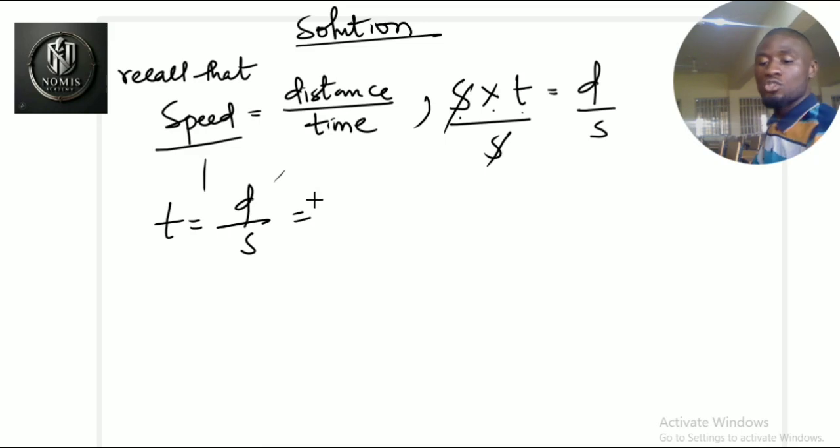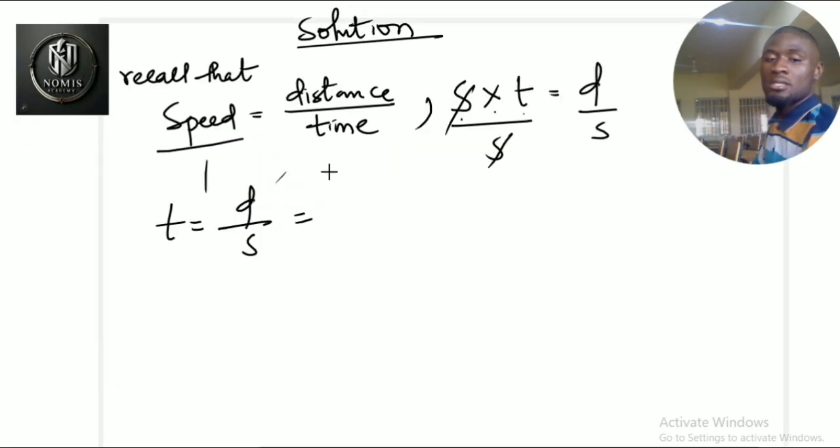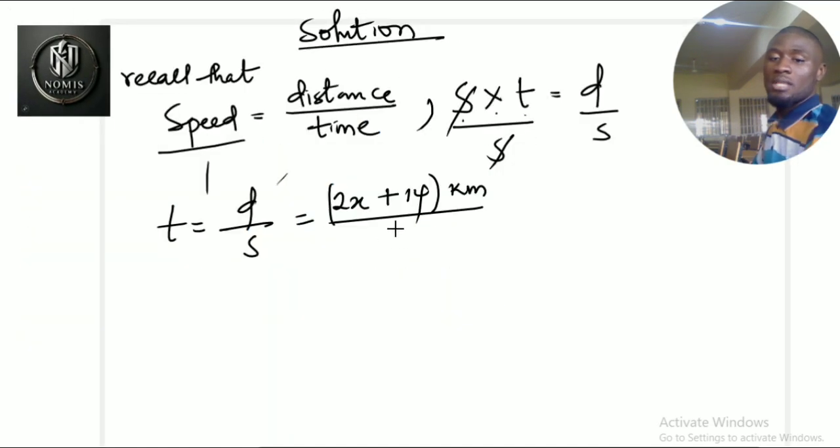So from the first journey, what were we given? We were given the distance of 2x plus 14 kilometer, and the speed for covering this journey was 68 kilometer per hour. So when kilometer cancels kilometer, per hour means the time is in hours.